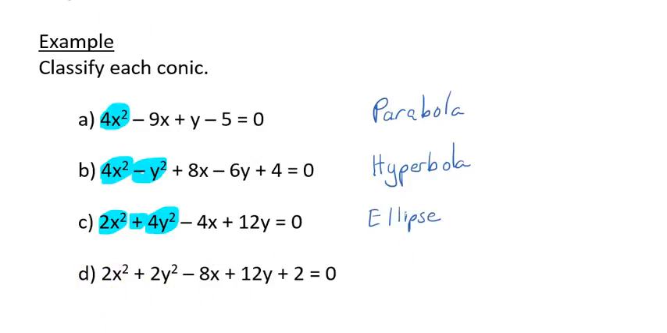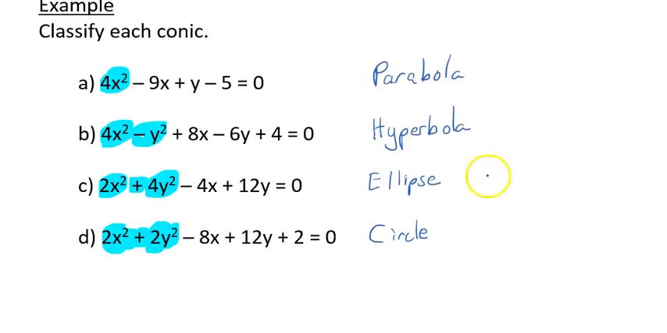And then lastly, you have the 2x squared plus the 2y squared. They both have the same sign and they're both positive, but they both also have that same number, the 2, in front. And so that's what makes it a circle. Same number and same sign. And so that is how you classify conics, and that concludes this lesson.